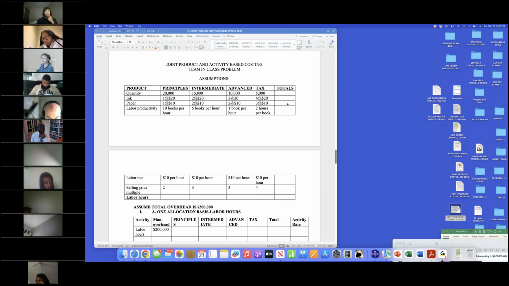So we have a principles, intermediate, advanced, and a tax book. Team leaders, you need to assign somebody principles, somebody intermediate, somebody advanced, and somebody tax. Team leader takes tax. That's on all teams except 2 and 3. On 2 and 3, all the team members are assigned the book. Hopefully all of them are here on 2 and 3, and the team leaders are just going to pull it all together.